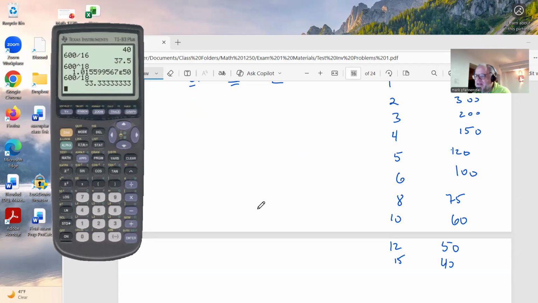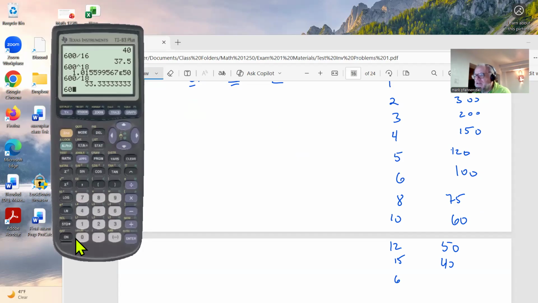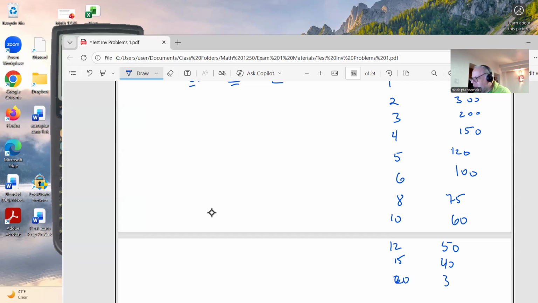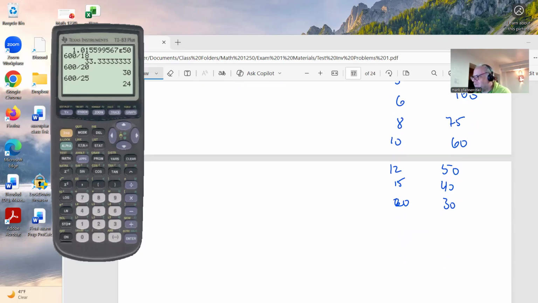600 divided by 20. I'm being lazy. I think it's going to be 30, but 600 divided by 20 is going to give me, okay, it's going to be 30 like I thought. Okay, so we have 20 and 30. How about 25? And I know that that goes into it. We can try 21, 22, that's going to work. 23, 24 is not going to go, so let's go with 25. So we have 600 divided by 25, 24. So we have 25 and 24.